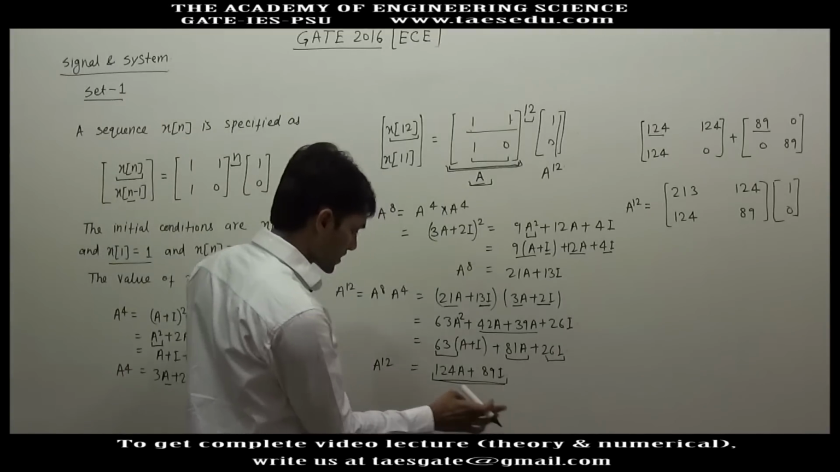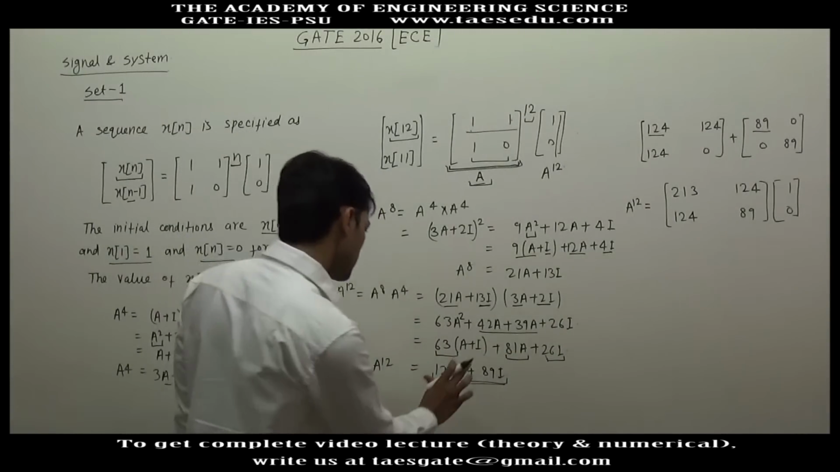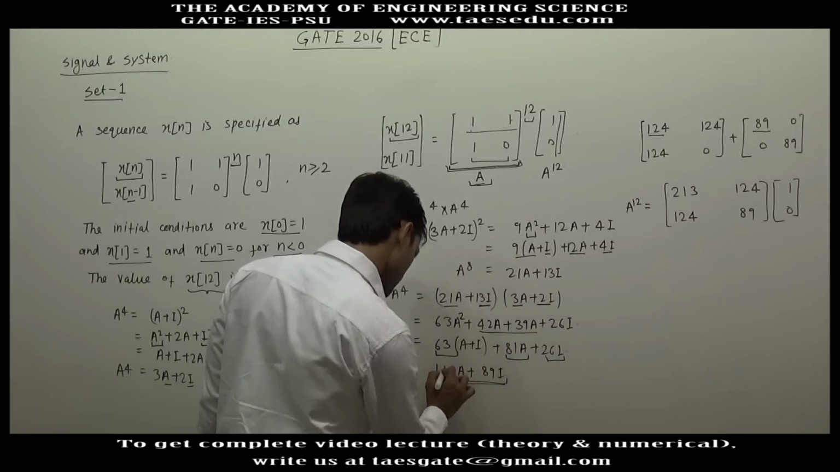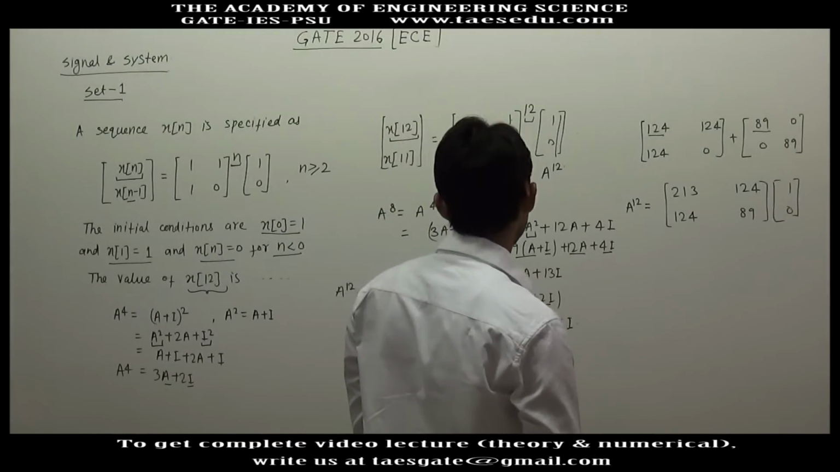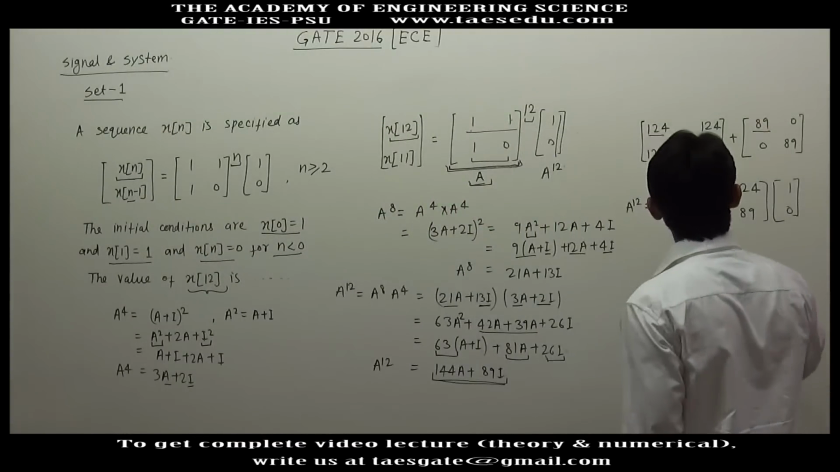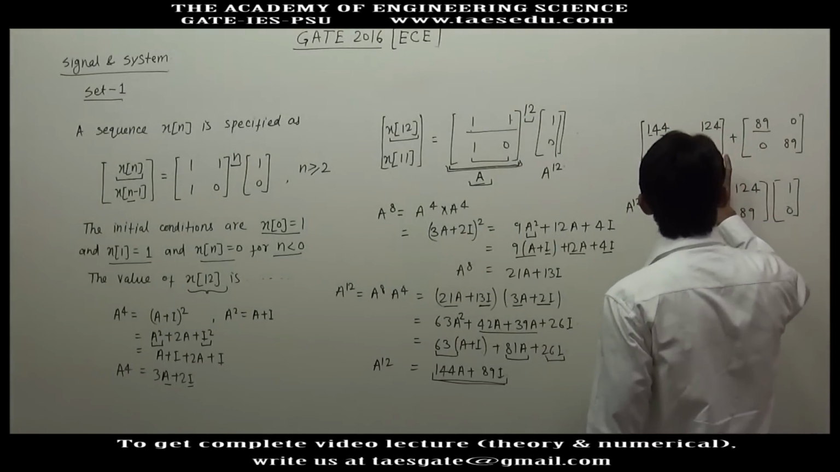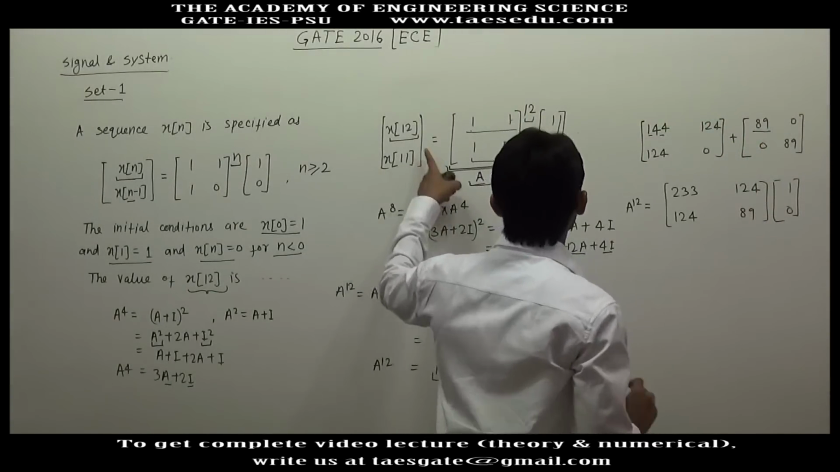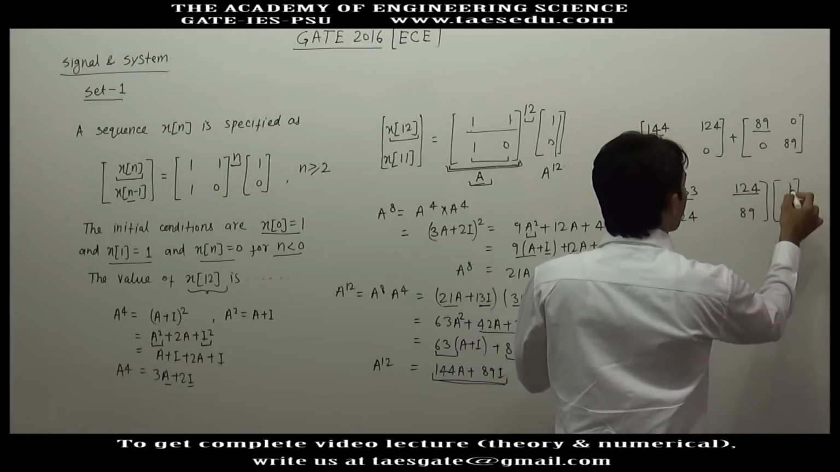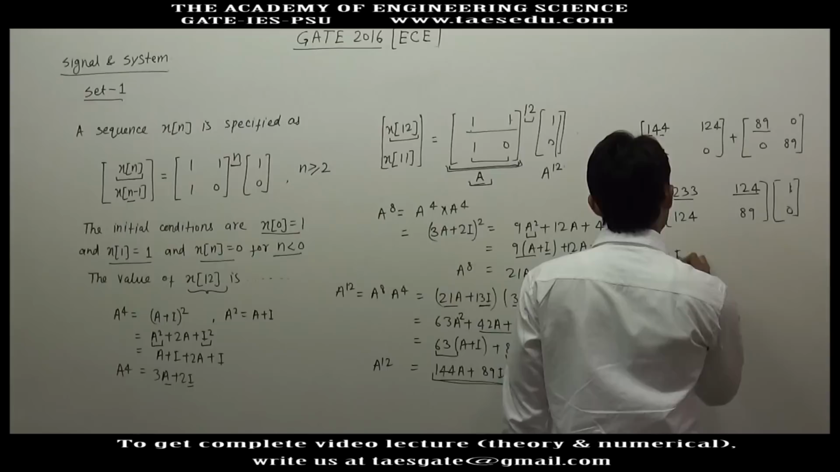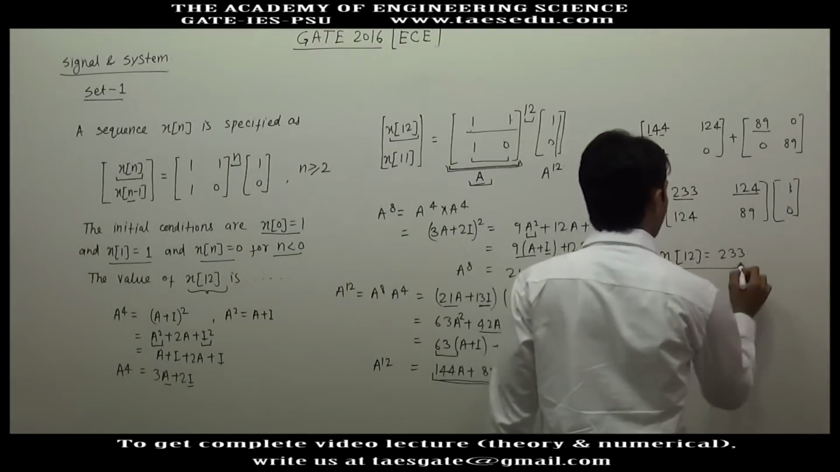Here there is a calculation mistake. 63 plus 81 will be 144 instead of 124. Here we have 144, and 144 plus 89 will be 233. So x12 will be 233, 144 into 10. So the value of x12 will be 233. This will be the answer.